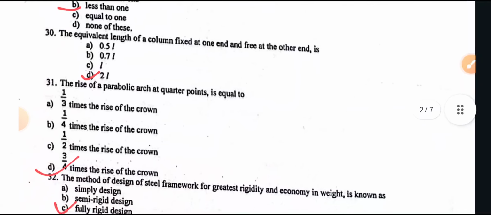2L. The rise of a parabolic arc at quarter points is equal to 3/4 times the rise of the crown. The rise of a parabolic arc at quarter points, in quarter points, it is equal to 3/4 times the rise of the crown. The method of design of steel framework for greatest rigidity and economy in weight is known as fully rigid design.